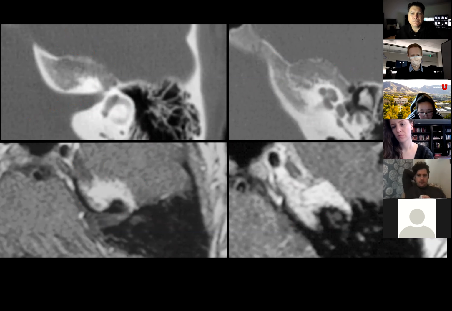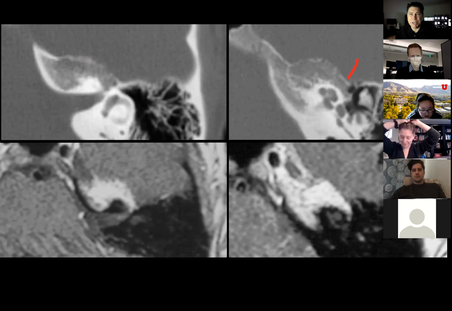So this could be a marrow replacing process, mets, myeloma, lymphoma, leukemia, plasmacytoma, sarcoid, any of those things. But this is a classic appearance for a facial nerve venous vascular malformation, what used to be called a facial nerve hemangioma, with that spiculated bone that's being laid down.